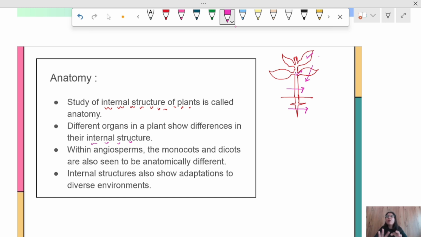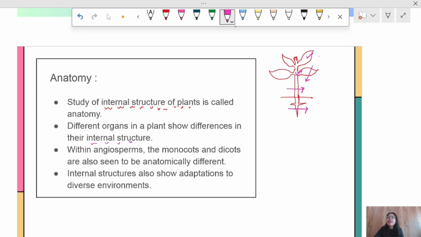The kind of arrangement of cells and tissues or types of cells and tissues you are going to see in the root will not be present in the exact same way in the stem as well as in the leaf. So there are characteristic differences in the sections of root, stem and leaf, right? This is what we have to learn.